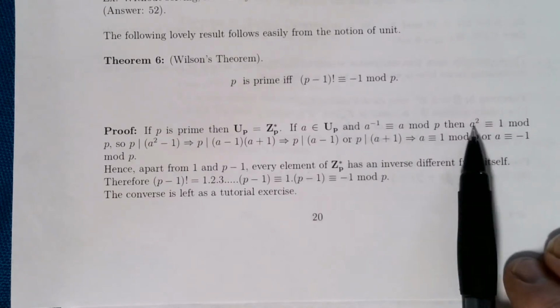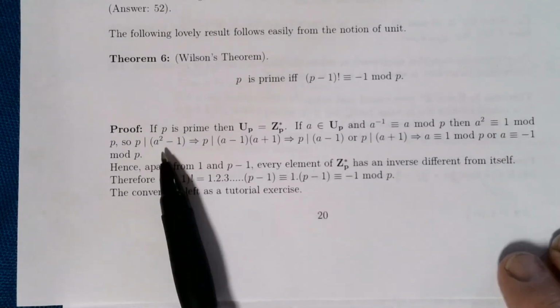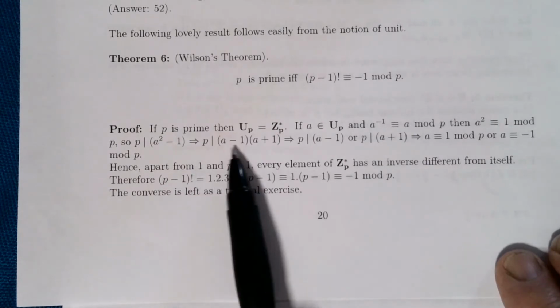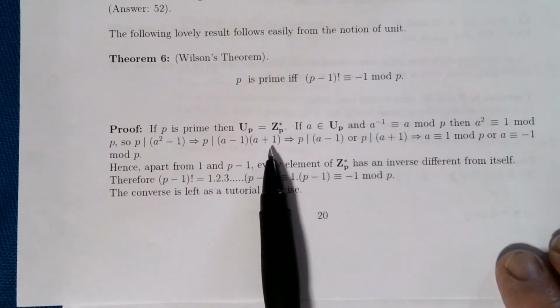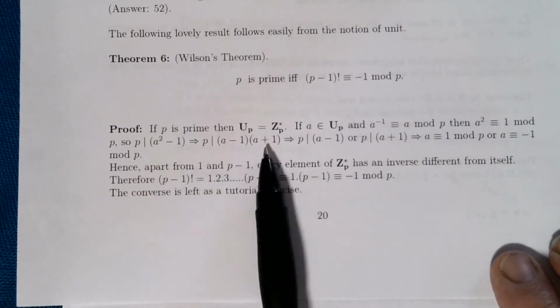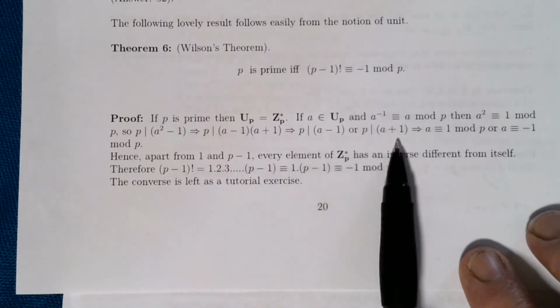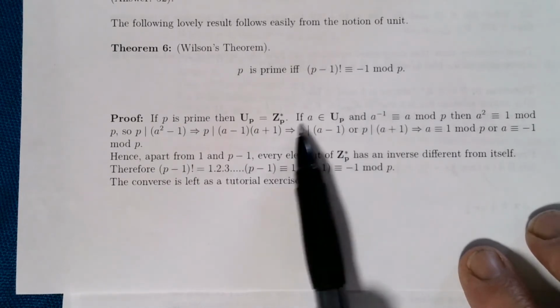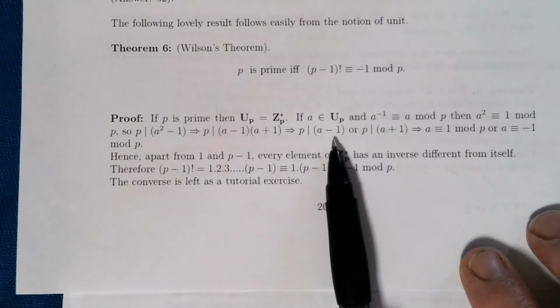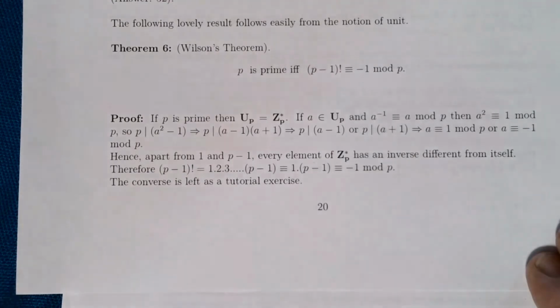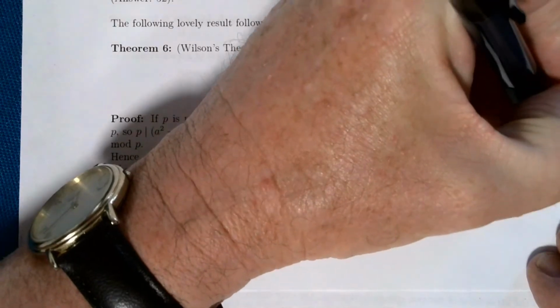That means that a squared minus 1 is divisible by p. I can factorize this difference of two squares. So p divides (a minus 1) times (a plus 1). Now, because p is a prime, if p divides the product of two numbers, it must divide one or the other. That's because of the primality of p. That means p divides a minus 1 or p divides a plus 1. This one here says that a is congruent to 1 mod p. This one says a is congruent to minus 1 mod p. And minus 1, of course, is the same as p minus 1 mod p.